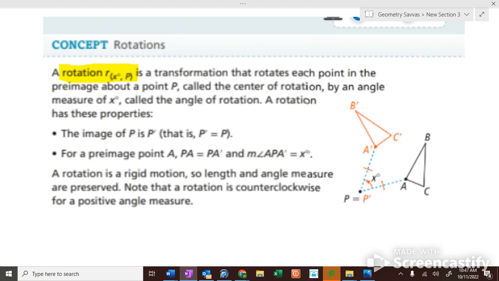All right, so we're going to rotate around a point called the center of rotation by a certain angle amount called the angle of rotation. So we're going to rotate around the center of rotation a certain amount, and that'll be the angle of rotation.